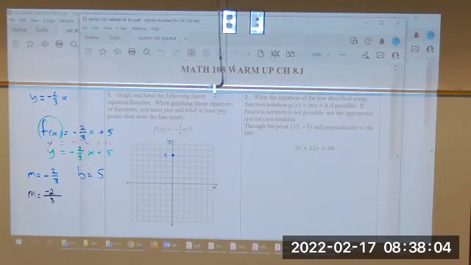So if I have a positive slope, it would be a positive over positive. I go up and to the right. Up and to the right. If my slope is negative, then I'm going to go down and then to the right.